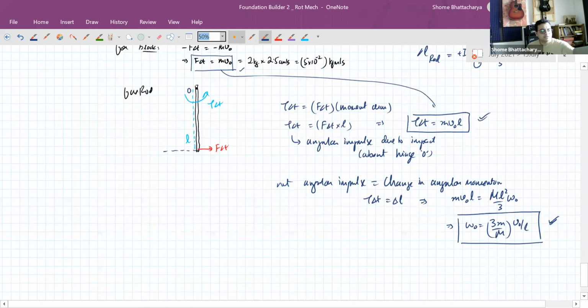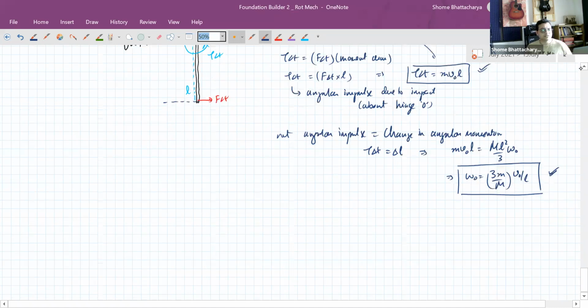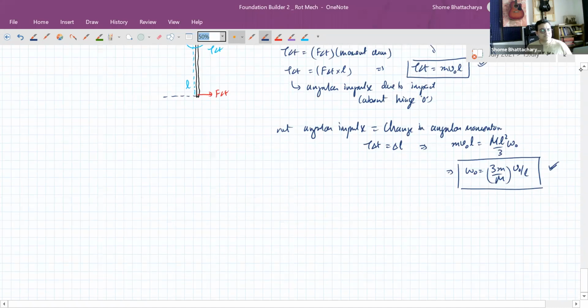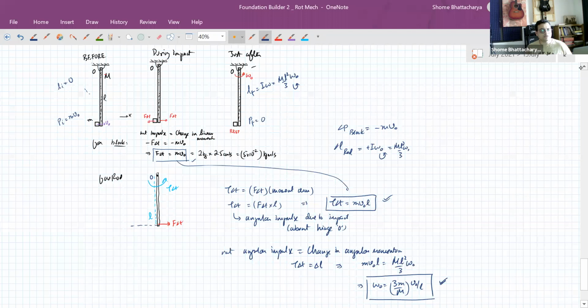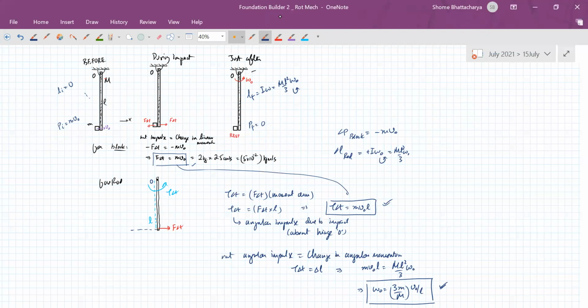So I'll just minimize this a little. You can go through the whole thing from the beginning with the diagram. This is a very basic example to understand the concept of angular impulse, its relationship with linear impulse, and also the impulse-momentum theorem in the case of pure rotation, that the net angular impulse is equal to the change in angular momentum.